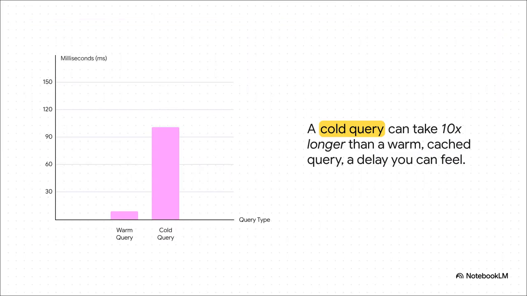And just look at the difference this makes. A warm query that's already cached can take less than 10 milliseconds. A cold query, doing that full round trip, we're talking over 100 milliseconds. That's a tenfold difference. That is a delay you can actually feel when you're waiting for a website to load. This is exactly why caching is so fundamental to a fast internet.